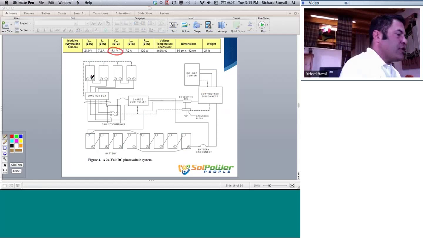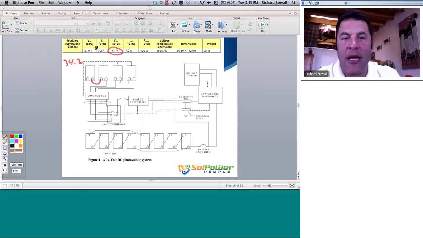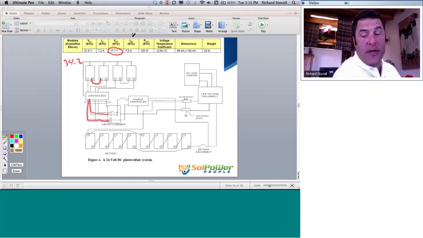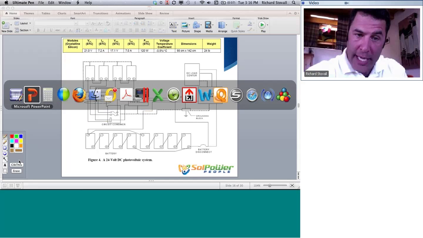There's two of them in series, which means that our VMP is 34.2. That's our system voltage. In all other respects, everything is the same, but our system voltage has changed. We're still talking about the junction box to the combiner box. We're talking about 60 feet, which round trip is 120. We're talking about IMP. All those things are the same. The only thing that's different is the voltage has changed because we're presumably using maximum power point tracking.